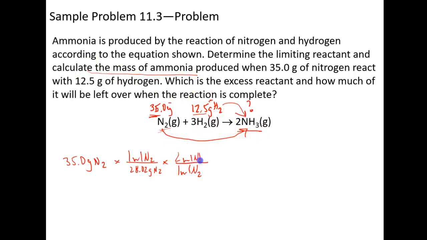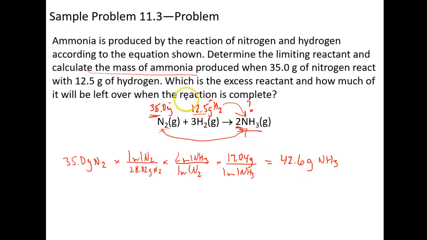2 moles of ammonia. Why is it 2? Because there's a 2 right there. And then 1 mole of ammonia weighs about 17. I got 17.04 grams. Okay, do the math and you get 42.6 grams of ammonia.